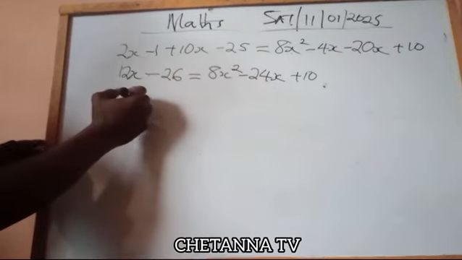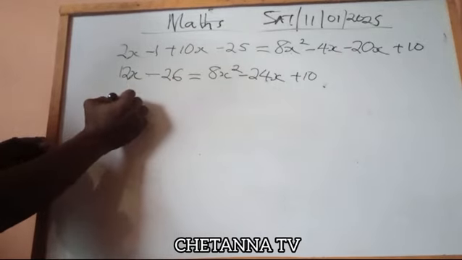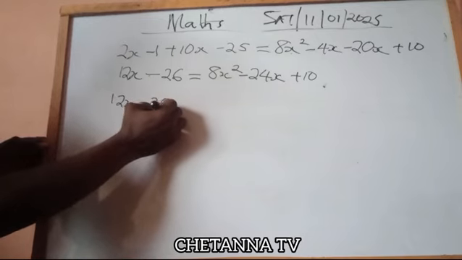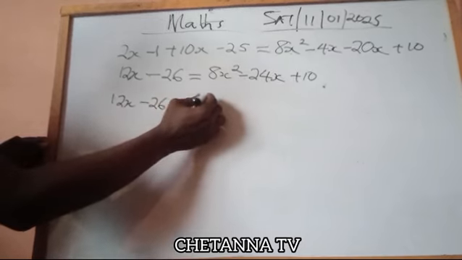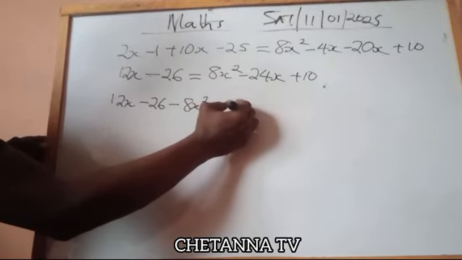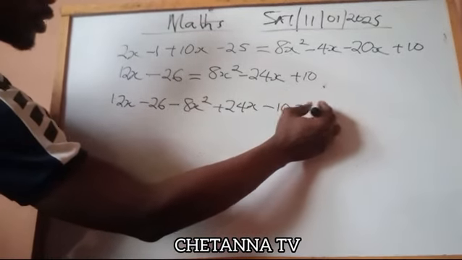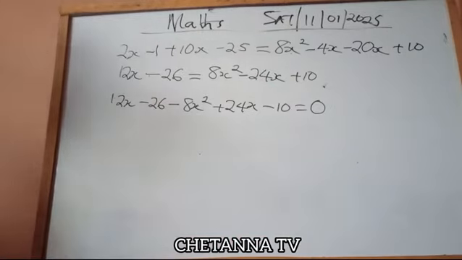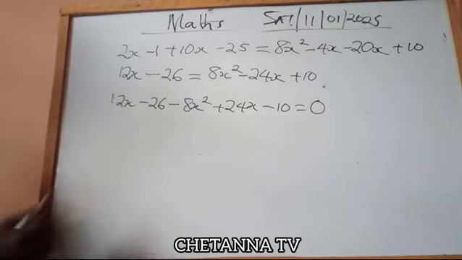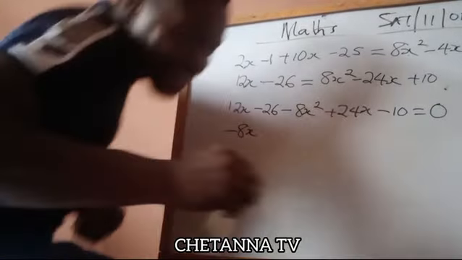So if we move 8x squared here, we have what? We have 12x, right? Yes. Minus 26, right? Minus what? Minus 8x squared. Plus what? Plus 24x minus 10. Minus what? 10. Is equal to what? 0. Is it clear now? Yes. Good. So let's arrange them so that the power, minus 8x squared, comes here.